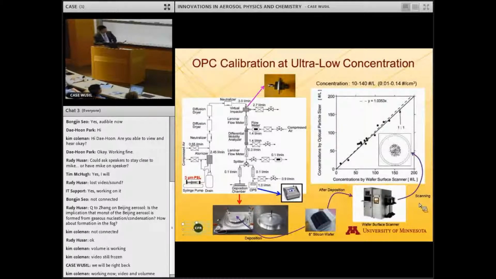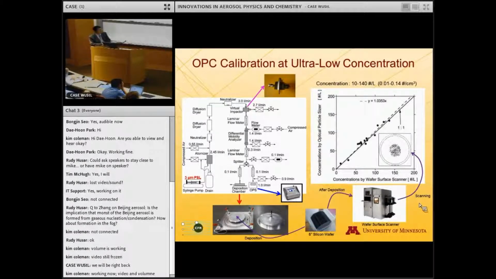Now, next, I'd like to talk about calibration. Recently, we received a project from the Army Primary Standard Lab to calibrate OPC, optical particle counters, and CPC, condensation particle counters, at ultra low concentration. We're talking about as low as 10 particles per liter of air.